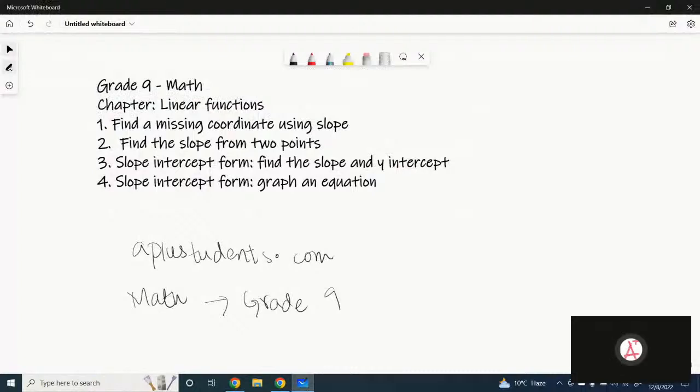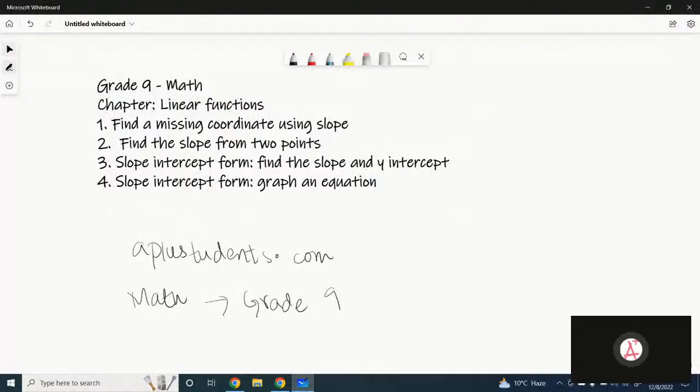So, we're going to start with the chapter linear functions. Here is the list of the lessons we are going to cover today. They are find a missing coordinate using slope, find the slope form from 2 points, slope intercept form, find the slope and y-intercept, and slope intercept form graph and equation. Got it? Okay, so let's start with the first lesson, that is find a missing coordinate using slope.